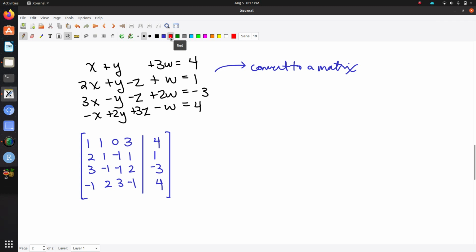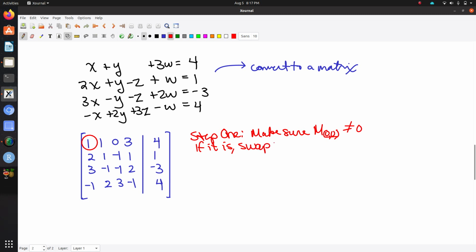So the first step is step 1. I want to make sure that this guy is not equal to 0. So element 0, 0 is not equal to 0. Now, if it is, you need to do something to swap. You need to swap with a row below, so it's not equal to 0.